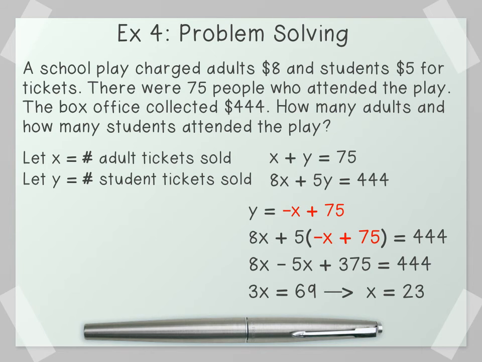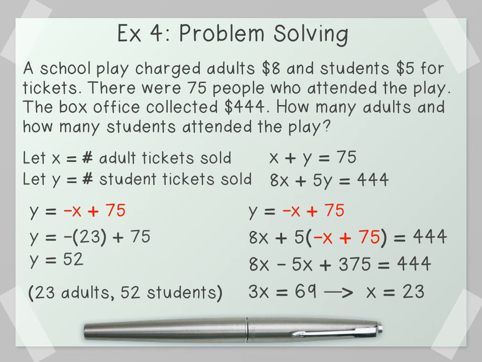So I want to think, what does that mean in terms of the context of the problem? 23 has a significance. 23 adult tickets were sold. So to find out how many student tickets were sold, we can use the equation I've already written for y. And I can substitute 23 in place of x here, so that's negative 23 plus 75. 52 student tickets were sold. So I can express my solution this way: 23 adults and 52 students attended the play.